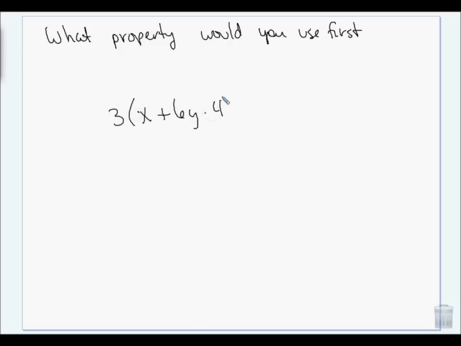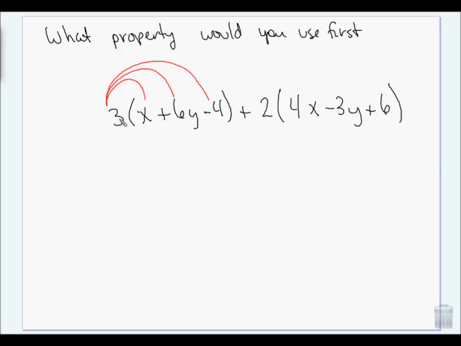Type of problem, I'm going to ask you what property would you use first? And to simplify, okay, so what if I'm trying to simplify this? The first thing I need to do is what? Okay, this might look familiar, right? And whenever I have to distribute in a number, distribute the 3, I would use the distributive property first.